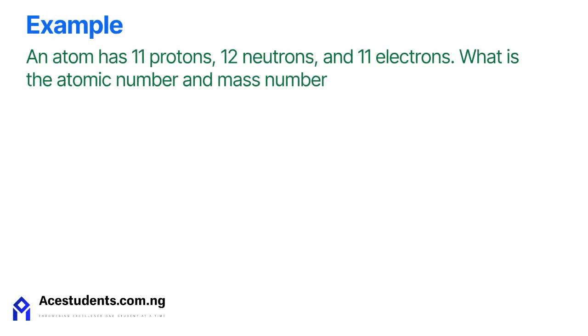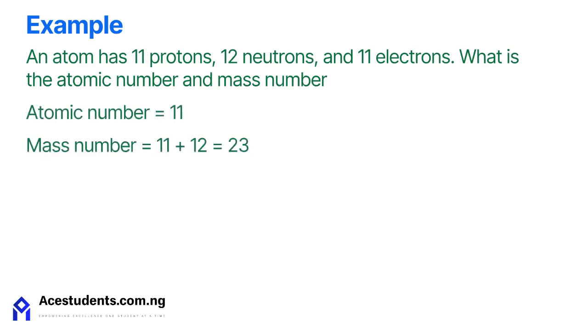Let us try an example. An atom has 11 protons, 12 neutrons, and 11 electrons. What is the atomic number and mass number? The atomic number is equal to the number of protons, which is 11. The mass number is protons plus neutrons, which is 11 plus 12, giving 23.